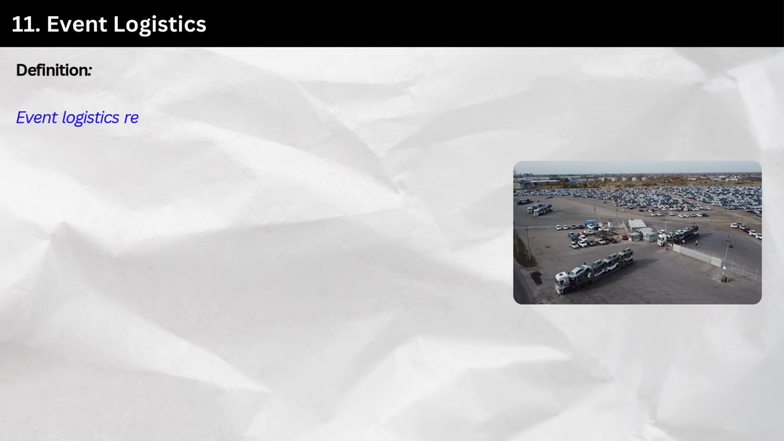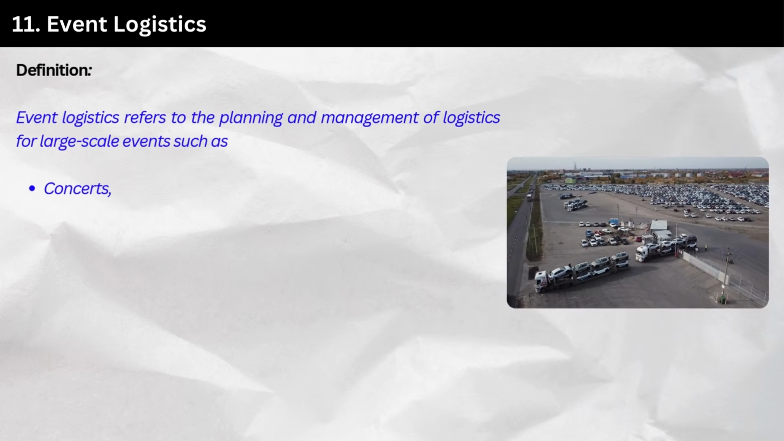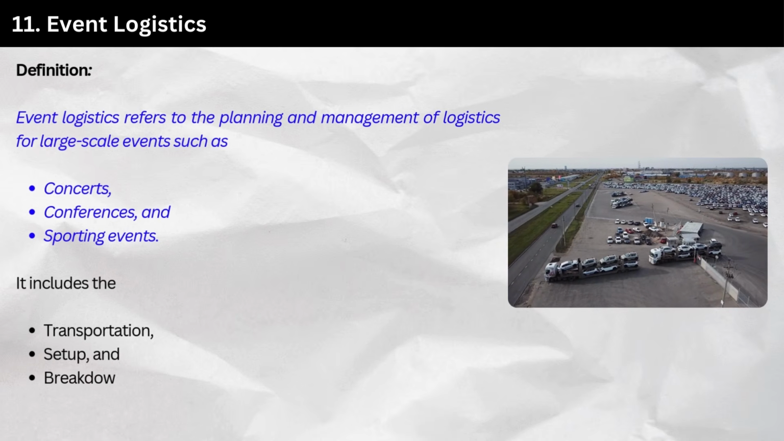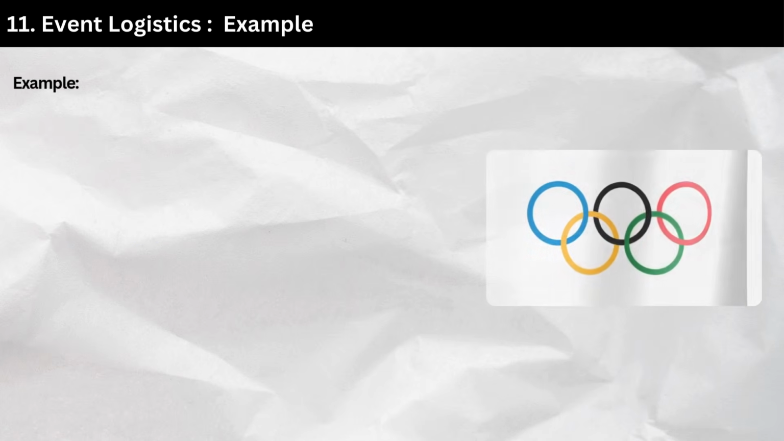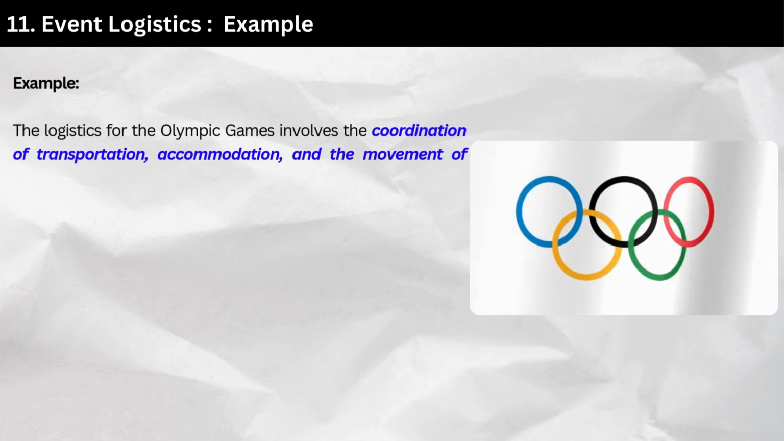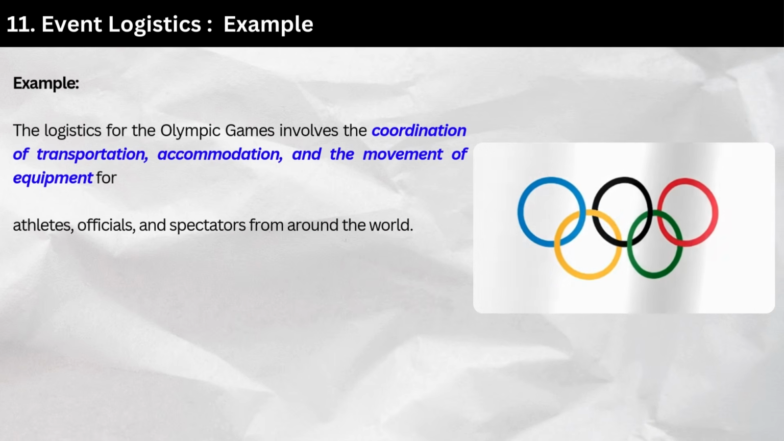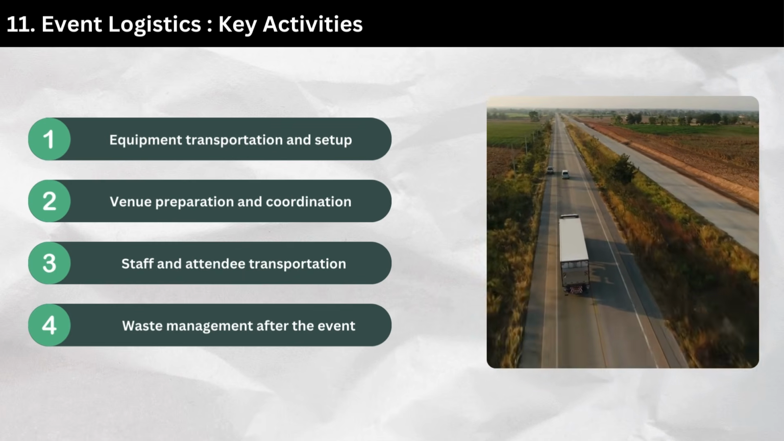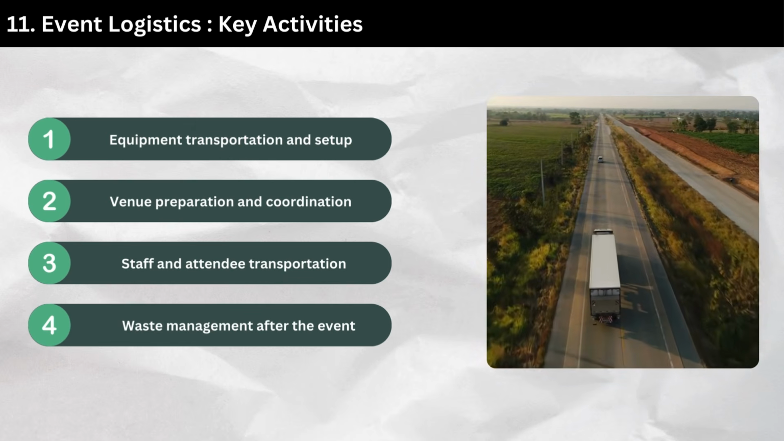11. Event logistics. Definition. Event logistics refers to the planning and management of logistics for large-scale events such as concerts, conferences, and sporting events. It includes the transportation, setup, and breakdown of equipment and materials needed for the event. Example. The logistics for the Olympic Games involves the coordination of transportation, accommodation, and the movement of equipment for athletes, officials, and spectators from around the world. Key activities. Equipment transportation and setup. Venue preparation and coordination. Staff and attendee transportation. Waste management after the event.